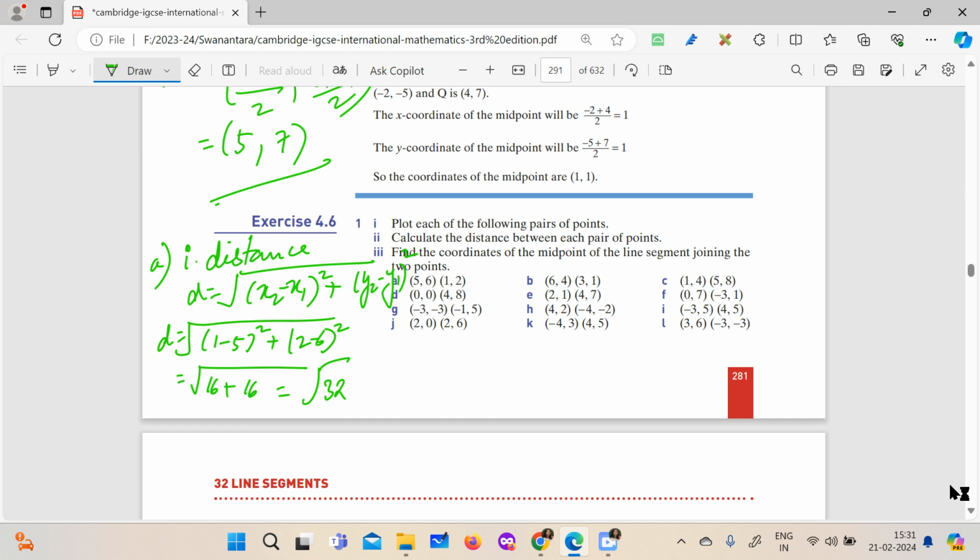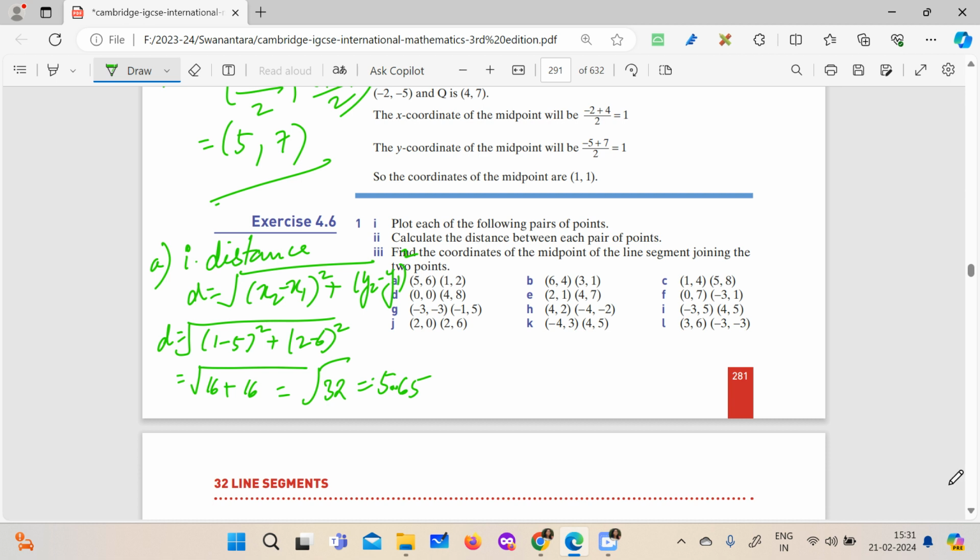You can find the value of root 32 using your calculator. Can you do it now for me? Okay, Miss. Square root of 32. It's 5.65. So the distance between these 2 points is 5.65. Got it?